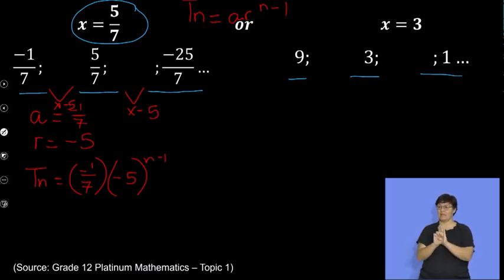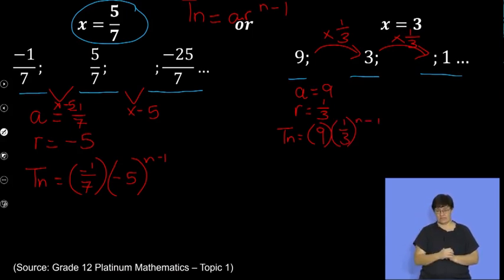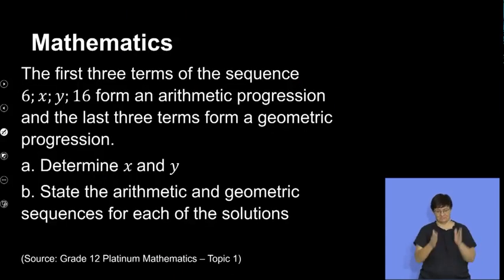Looking at the example when x is 3, I can see that a is equal to 9. My common ratio is going to be a third. Why, you may ask? Because between each term I've multiplied by a third, and multiplying by a third is the exact same thing as dividing by 3. So Tn will be equal to a, which is 9, times a third to the power of n minus 1. So that's the end of that question, everybody. We're now going to look at the next example.